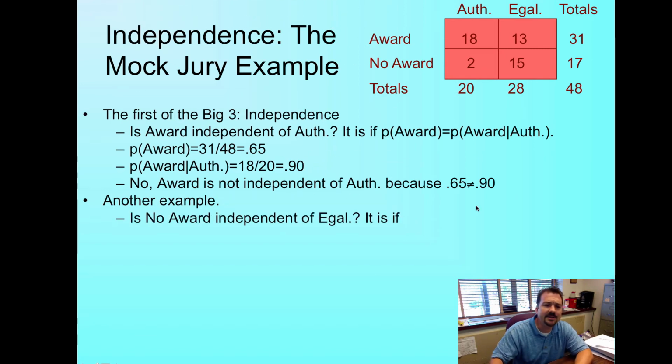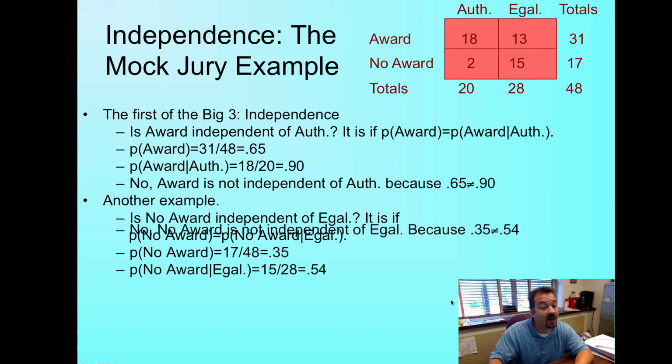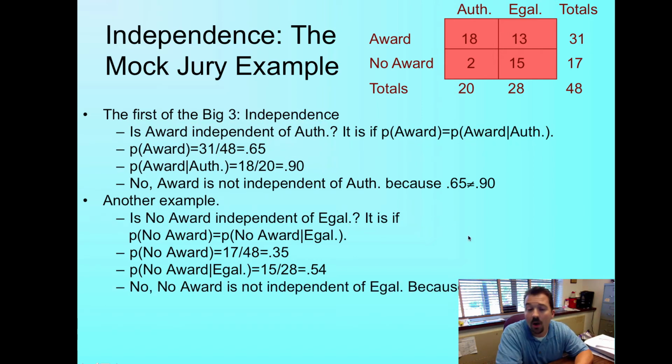Another example here is no award, this row. Is it independent of egalitarian, this column? It is if the probability of no award equals the probability of no award given egalitarian. Well, let's look this through here. The probability of no award is this row, 17 divided by 48, the overall sample space. Probability of no award given egalitarian, so we're dealing with this column. No award, dealing with 15 out of 28. Indeed, 0.35 is not the same as 0.54, so these also are not independent.